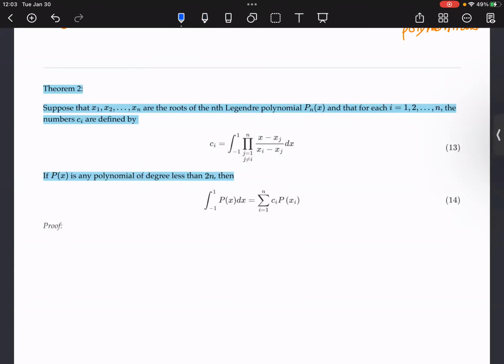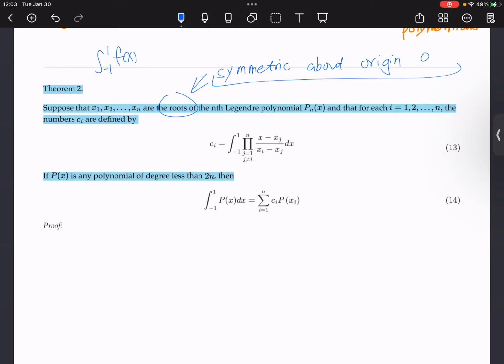So let's also write down the roots. The roots are symmetric about the origin, the origin 0. And don't forget that we are approximating the integrals over -1 to 1 for this theorem. We are still investigating the basic version.